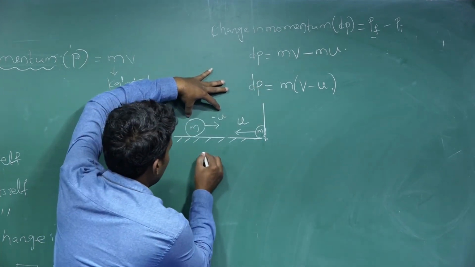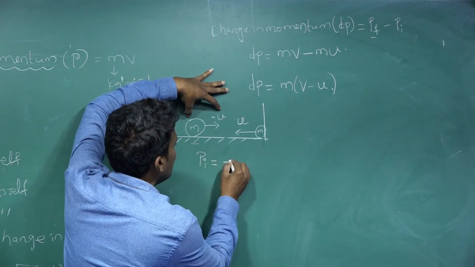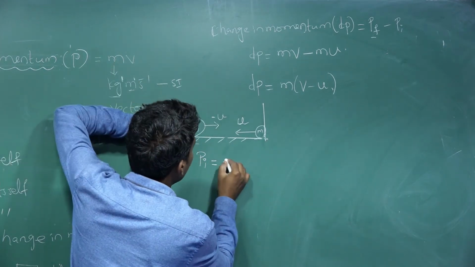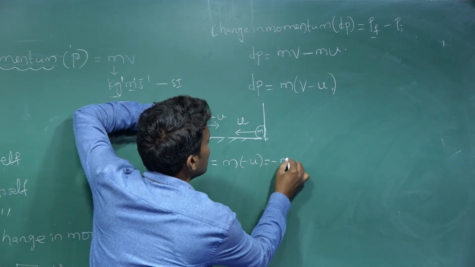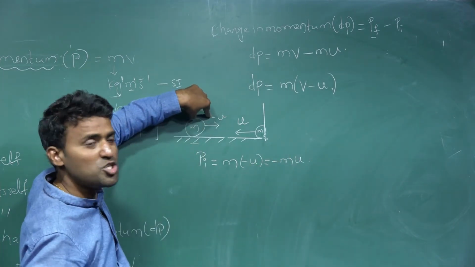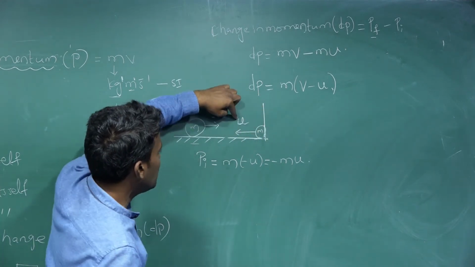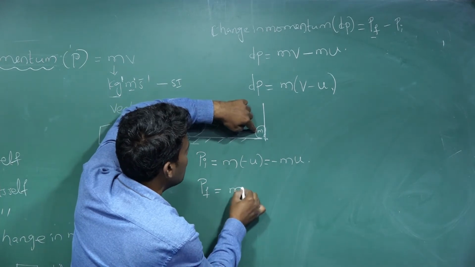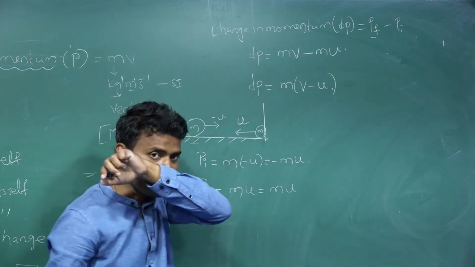Now this is initial and this is final. Initial momentum pi is equal to the product of mass and velocity. Here mass is m, velocity is minus u, so initial momentum is minus mu. Now the final momentum pf is, mass m, velocity u, so that is mu.